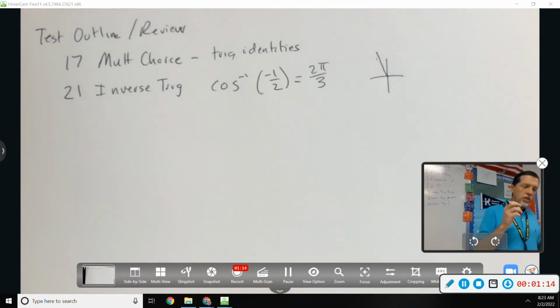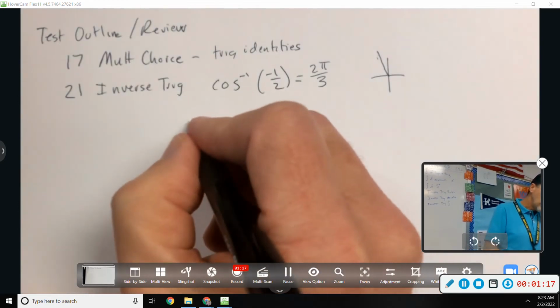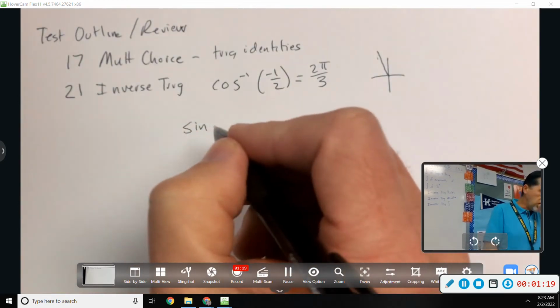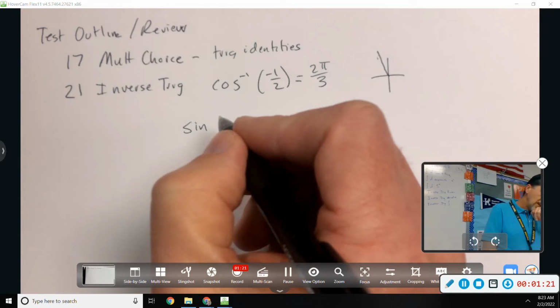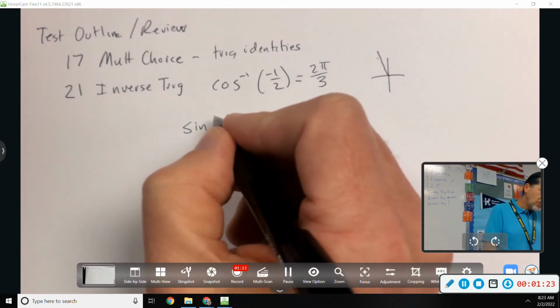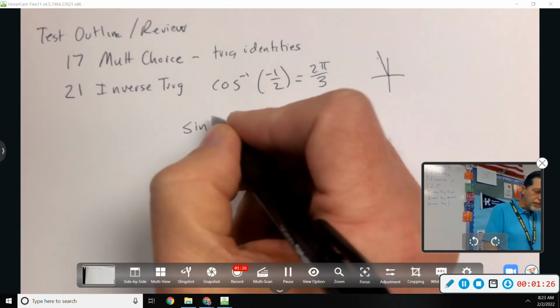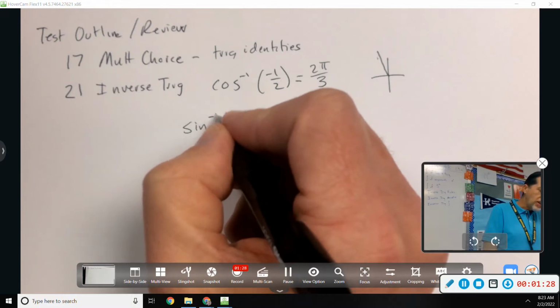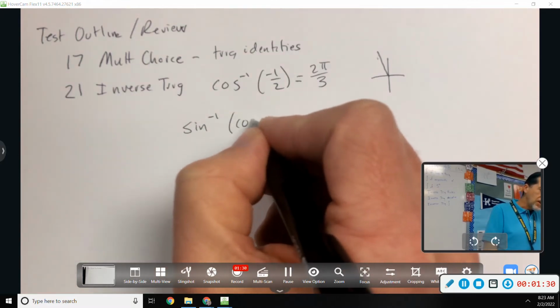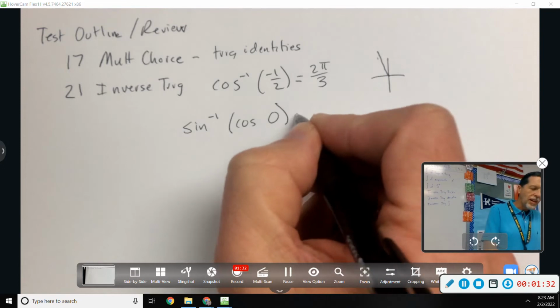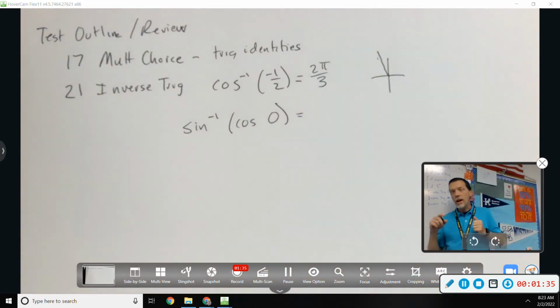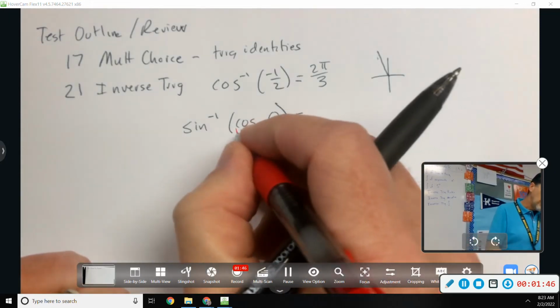Also, some of those composite questions, a fancy word for two questions in one. So let's do the inverse sine of the cosine of 0. I'm making these up, so who knows if this is going to work very well. Yeah, that one will work. So really that's just two unit circle questions buried in one thing. What's the cosine of 0? 1.